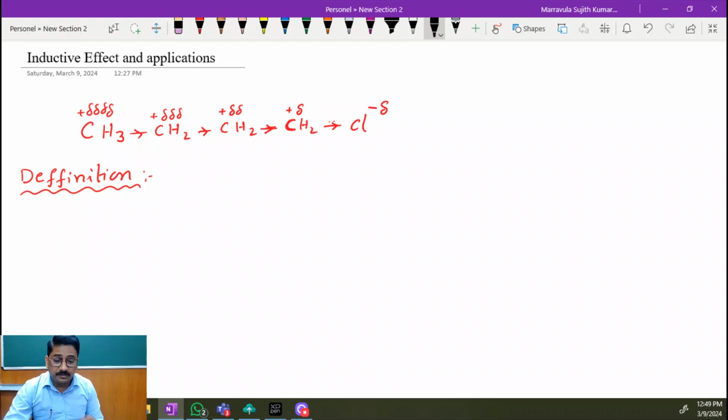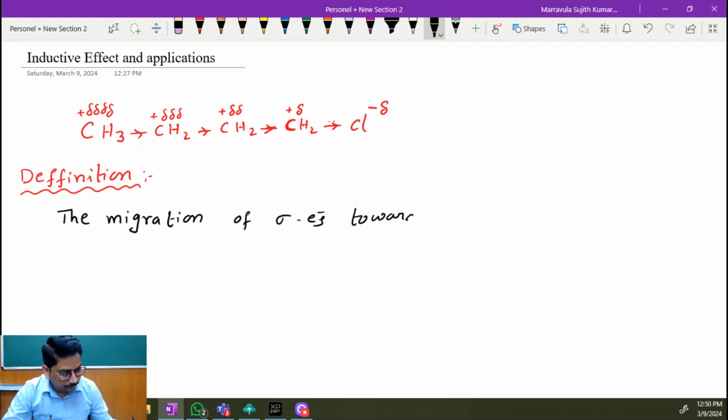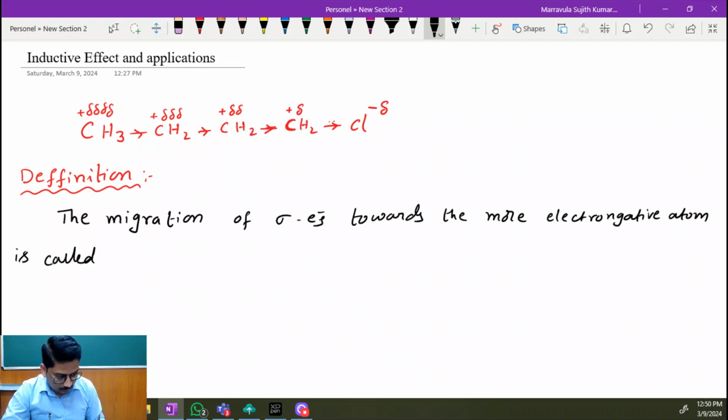So the definition is nothing but the migration of sigma electrons, or you can say migration of the covalent bond, towards the more electronegative atom is called inductive effect. Simple.